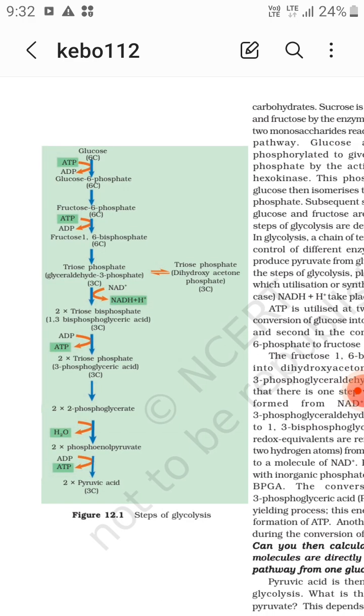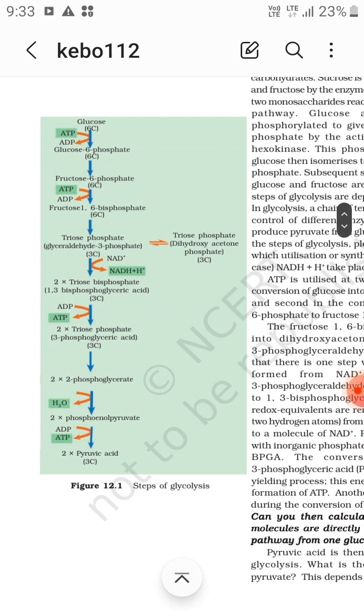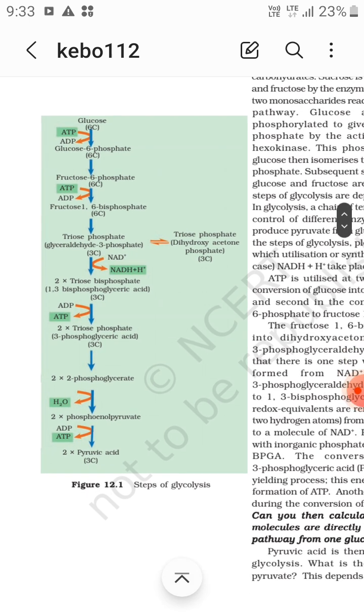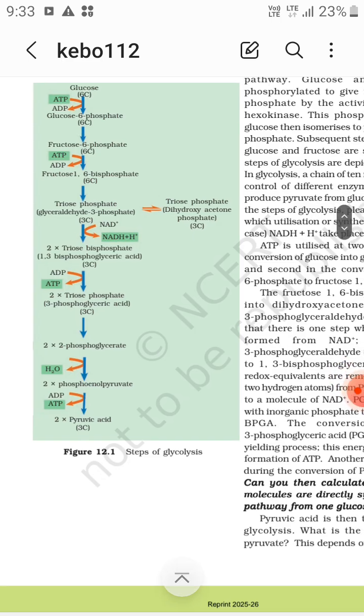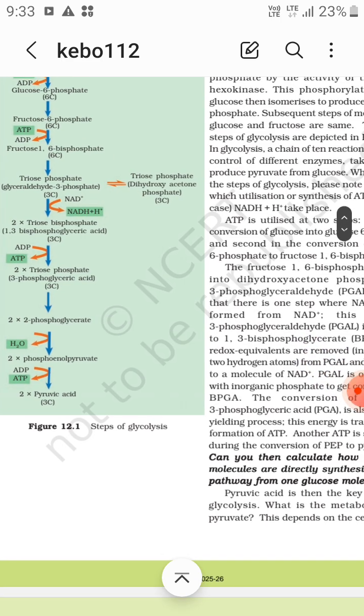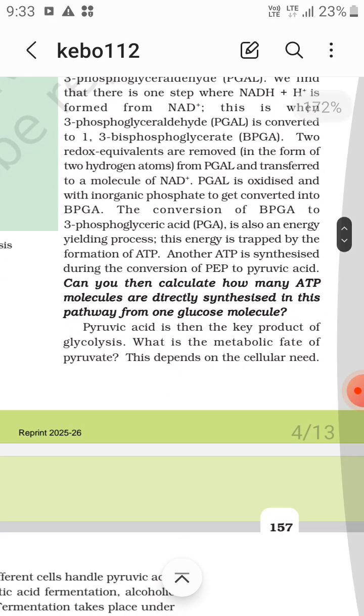But when 1,3-bisphosphoglyceric acid is converted to 3-phosphoglyceric acid, with 2 molecules, 2 ATPs are formed. And phosphoenol pyruvate to pyruvic acid, that is 2 molecules, so 2 ATPs are formed. So total 4 ATPs are formed. Now pyruvic acid is the key product of glycolysis.